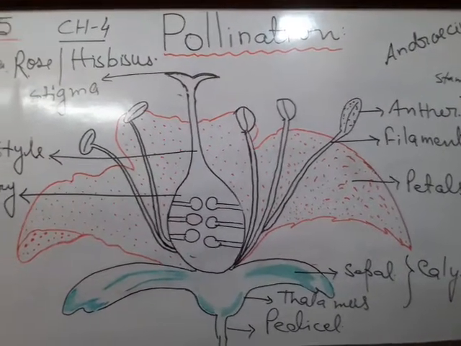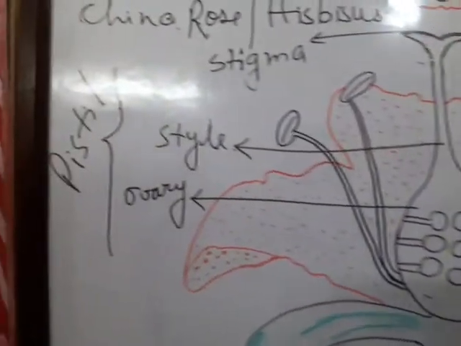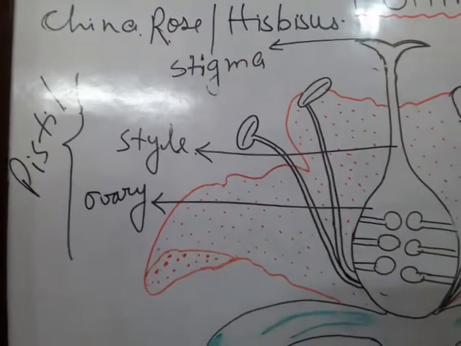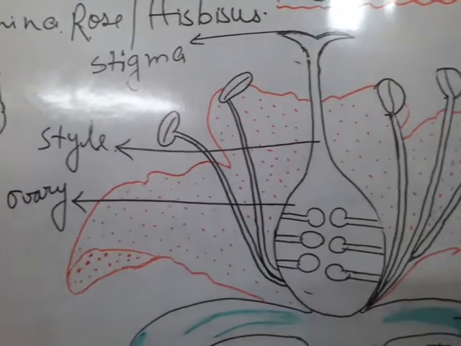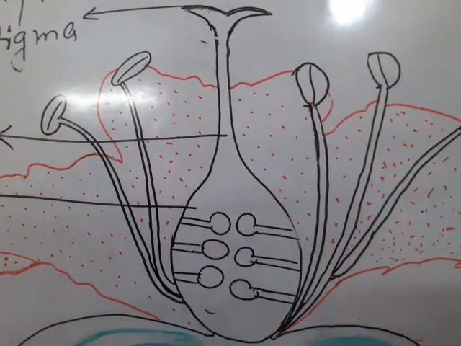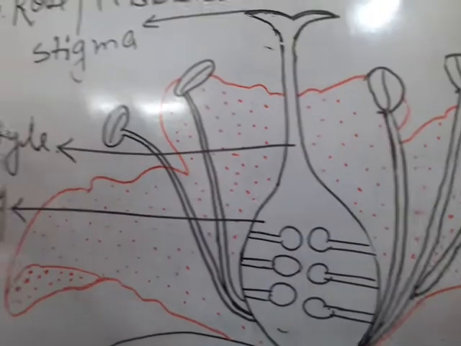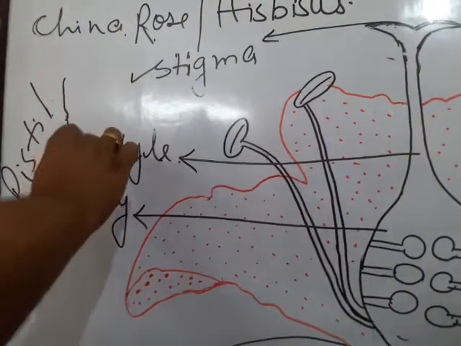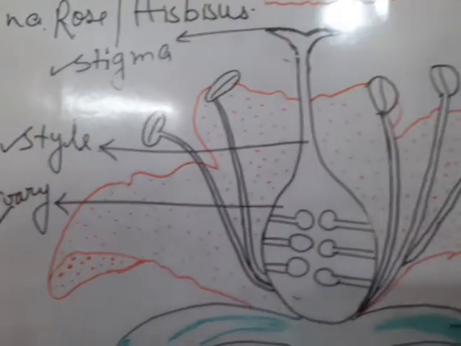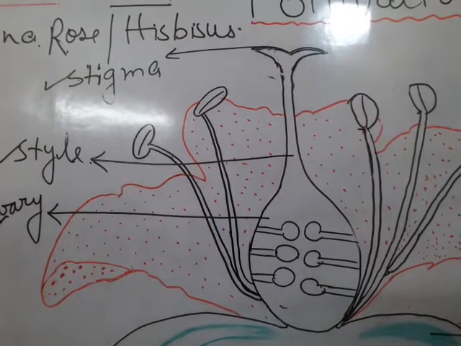The next is the gynoecium. The gynoecium is the innermost whorl of a flower. It is situated in the center of the flower. It consists of female reproductive units called the pistil. Here I have labeled that this pistil consists of the stigma, the style and the ovary. A gynoecium may consist of a single pistil or a group of pistils.